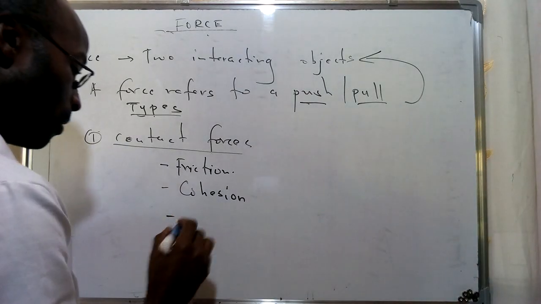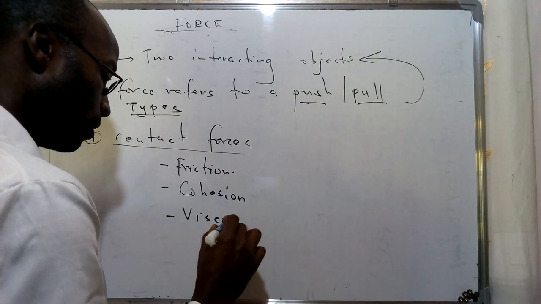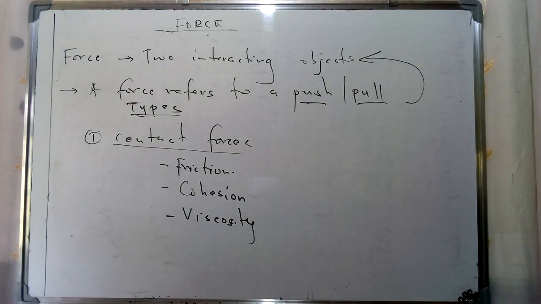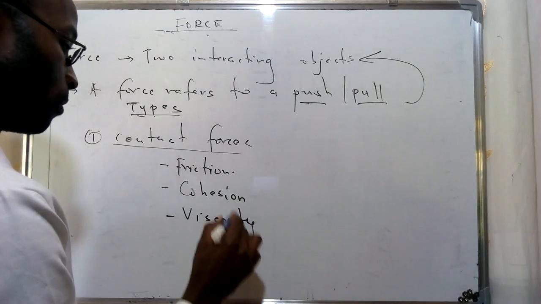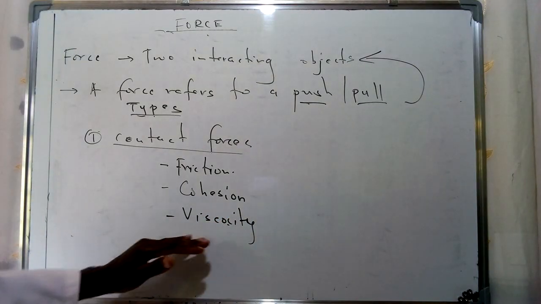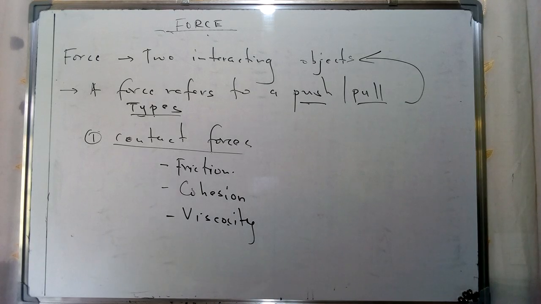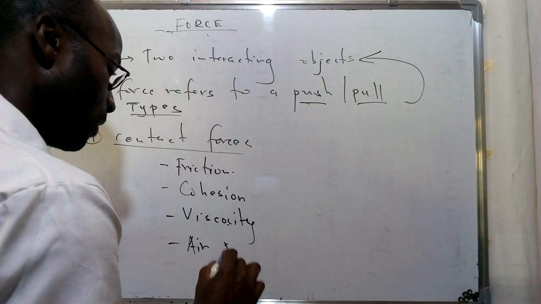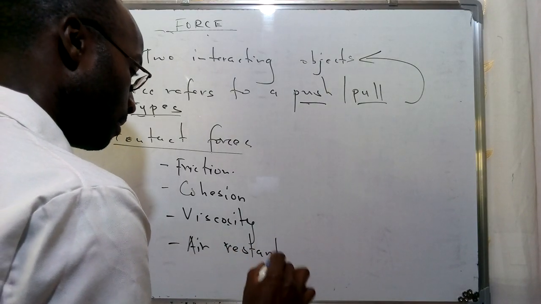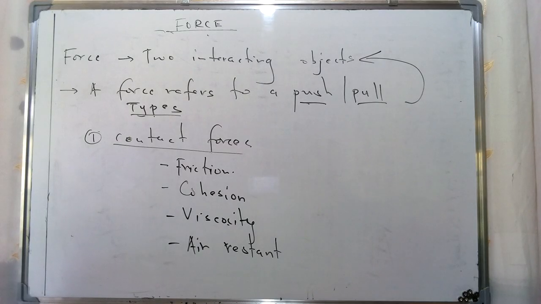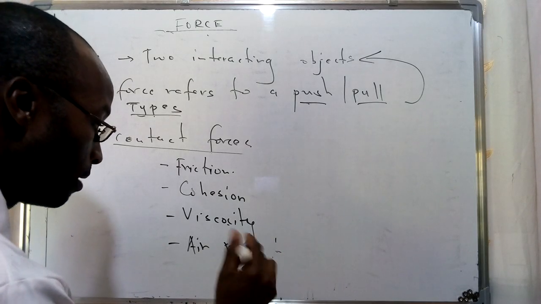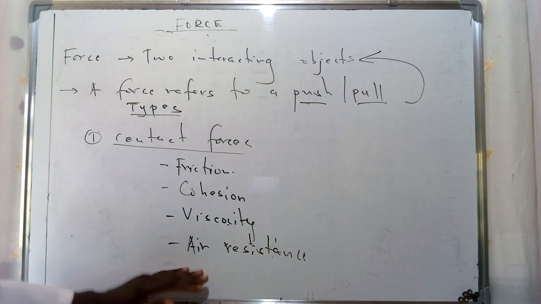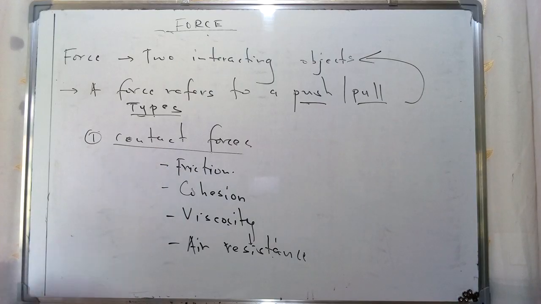Then, in describing liquids, the resistance to flow is described by the concept of viscosity. Viscosity is another type of force experienced due to the resistance of a liquid to flow. The interaction of air and other objects results in the concept of air resistance, given as another type of force falling under the category of contact forces.